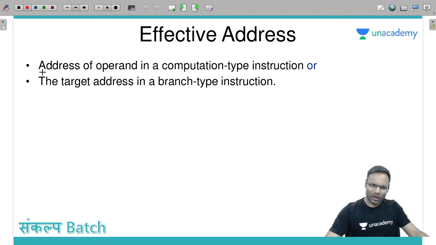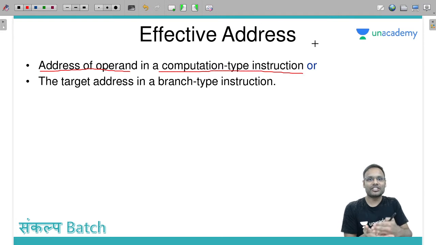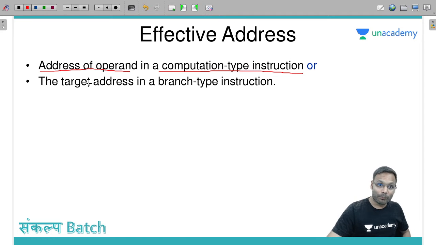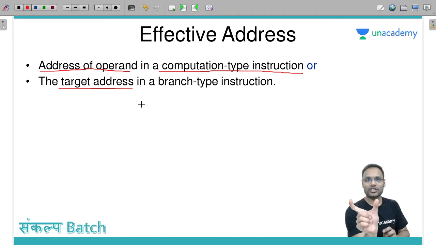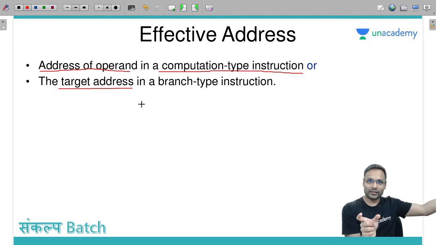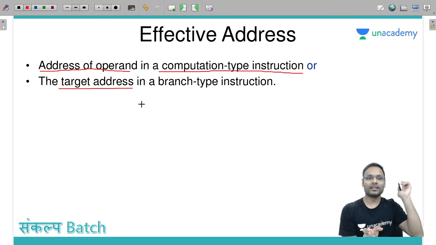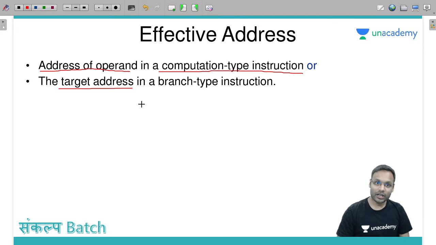Effective address. Just now I told: address of operand in computation type instruction. Computation type instruction means addition, subtraction, AND, or something. And for branch type instruction, target address. Target address means where to jump. The current instruction is branch, it says jump there. So where to jump, that address is the target address. Fine. So that is called the effective address.